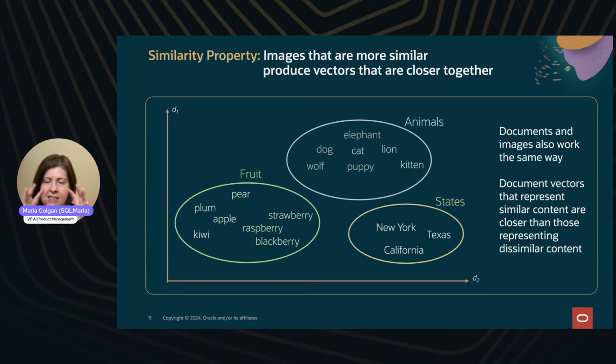And even within that cluster or family of vectors about animals, you'll see that kittens, lions, and cats are closer together than dogs and wolves and puppies, right? So you can get the idea of how this clustering works. And if I was to add a new document about tigers, it would appear right next to the lions and the kittens because it's part of the feline family, and that's all similar content.